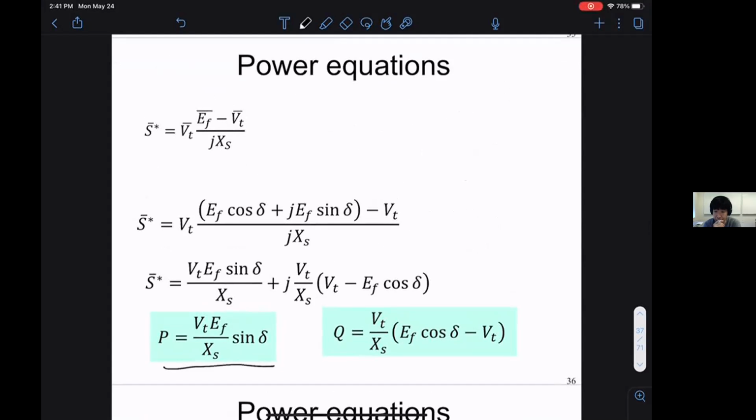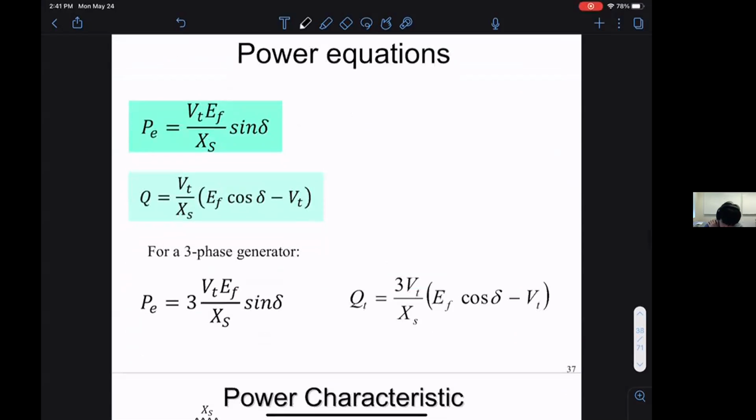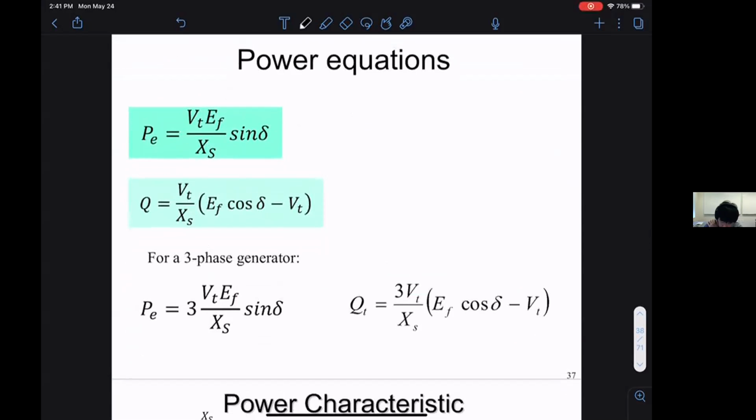Okay, so we'll be seeing a lot of these equations, especially the one with the sine. And when we have three phase, we put a 3 in front of everything. We put a 3 in front of this. And the thing again to note here is that V_T and E_F are the per phase voltages.